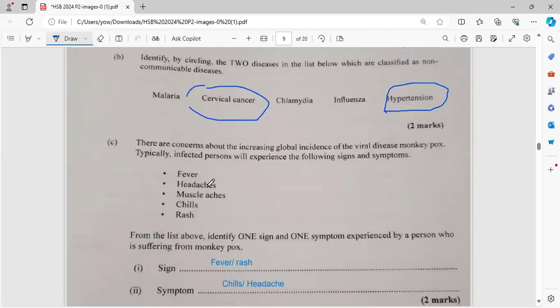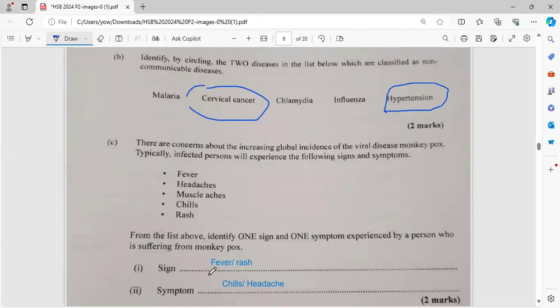So what's the difference between a sign and a symptom, really? A sign is something that is observed by an external person, like the doctor. So the doctor can see these signs. What the doctor can see from this list would be, well, he could feel the fever because he could feel the temperature rising, and he could observe that. And he could see the rash. Those are two examples.